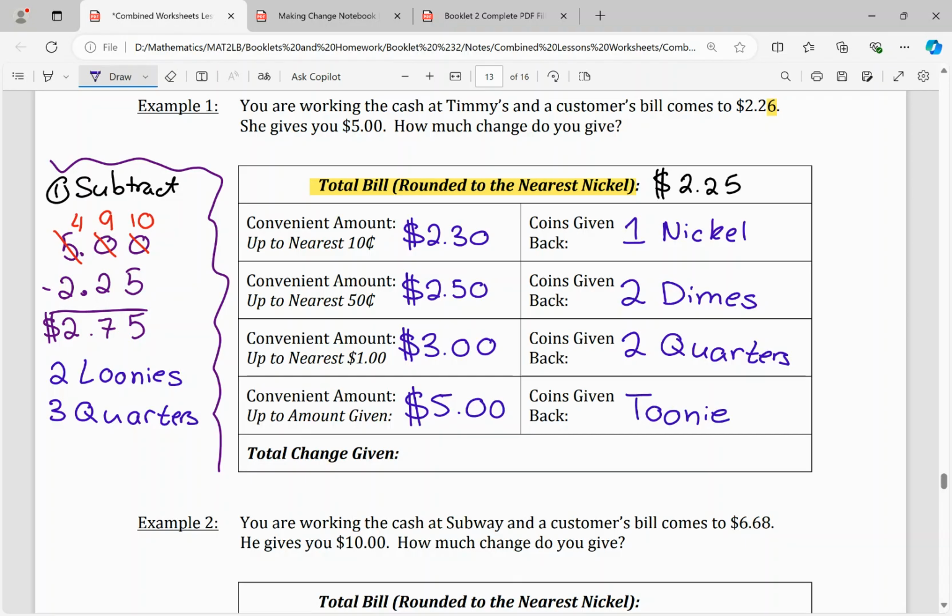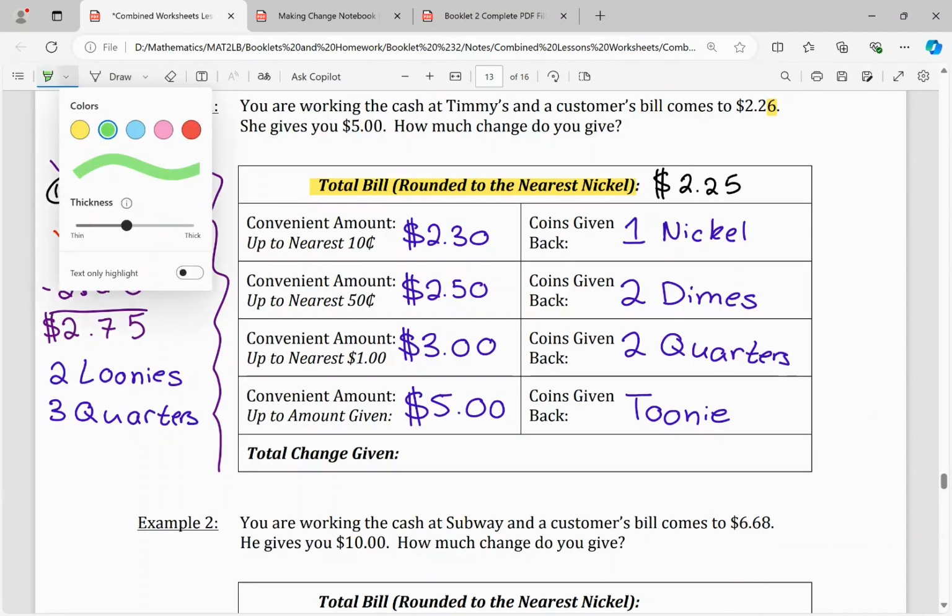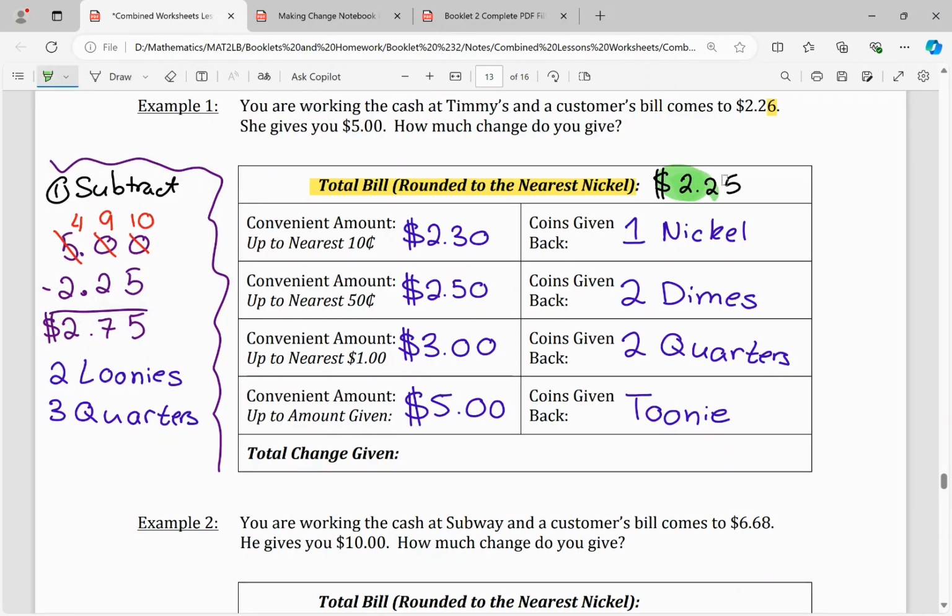If you can count all the way up from $2.25 to $5 using coins, then you can find the change that you need to give back to the customer. In this case, that change is going to be a toonie, 2 quarters, 2 dimes, as well as 1 nickel.